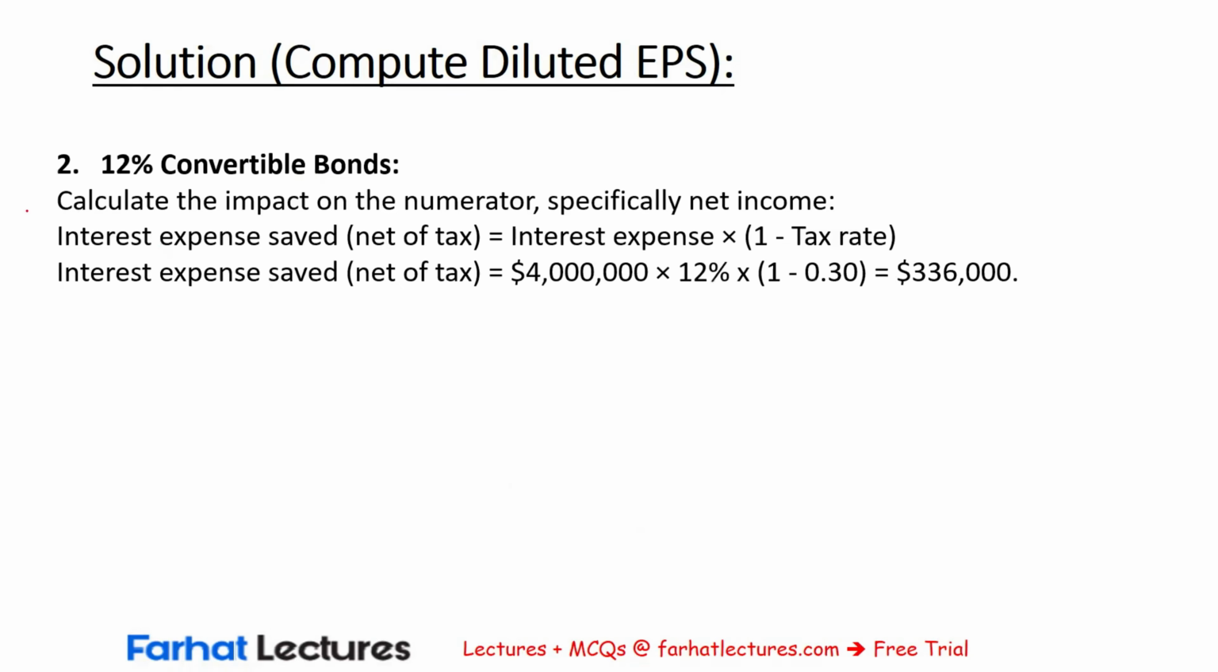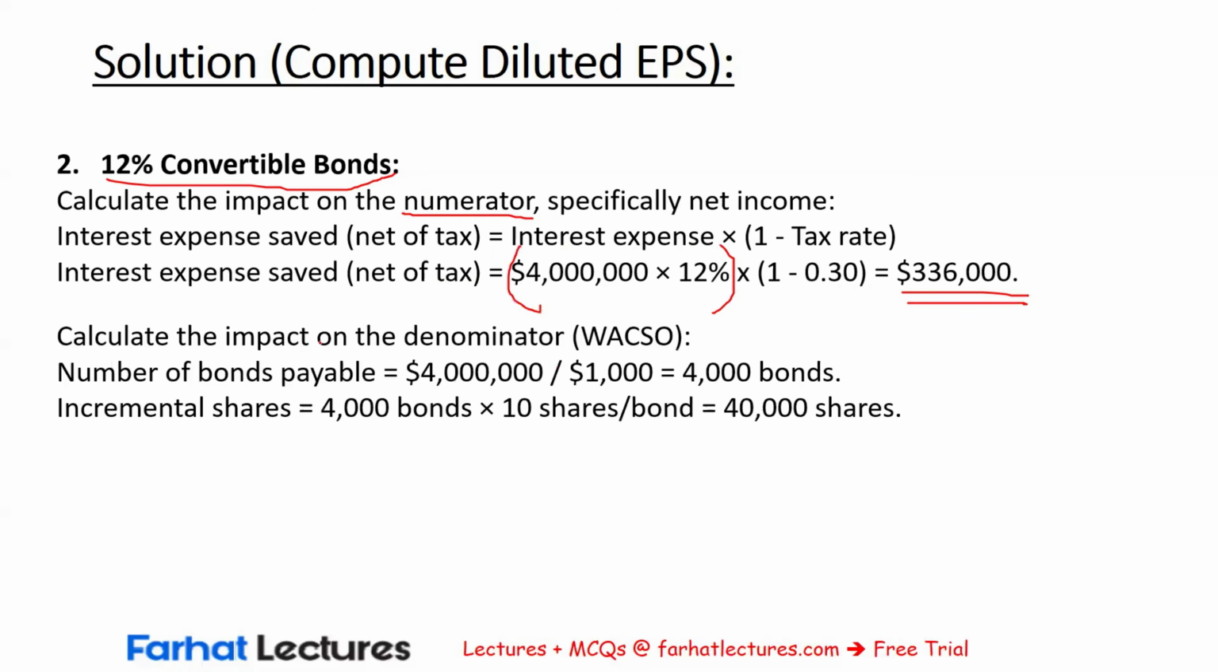Next, we're going to look at the 12% convertible bonds and use the same method, calculate the impact on the numerator. We're going to multiply the interest expense by 1 minus the tax rate. The interest expense is 4 million multiplied by 12%, multiplied by 1 minus 0.3, and the interest expense saved net of tax is 336,000. What's the impact on the denominator or the WACSO?